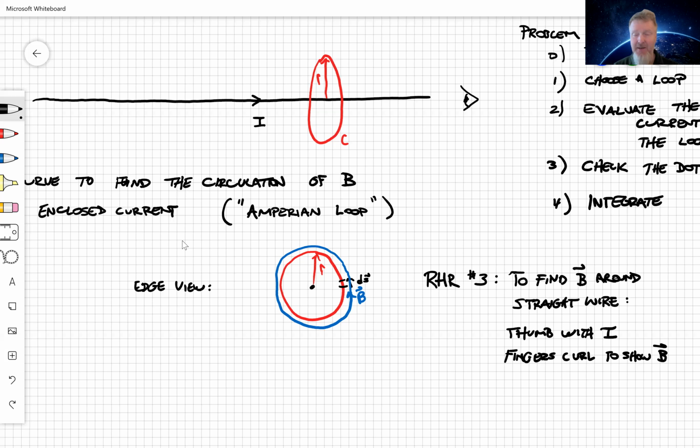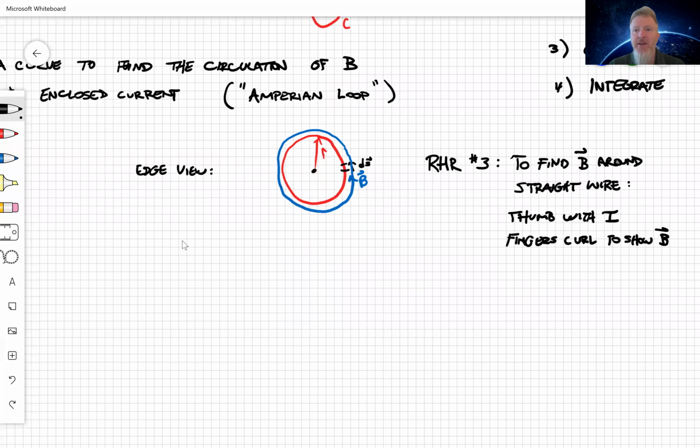Why does this happen? Because it does. This is only a description of, well, why does the B field circulate that way? Because that's what we found. That's the way it is. All we're trying to do is give a description of it. So that's really useful.